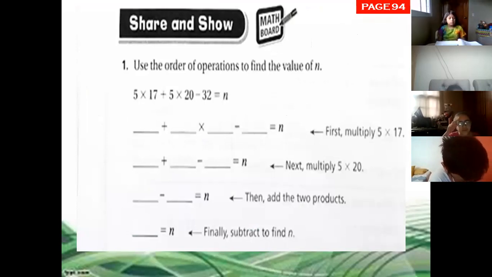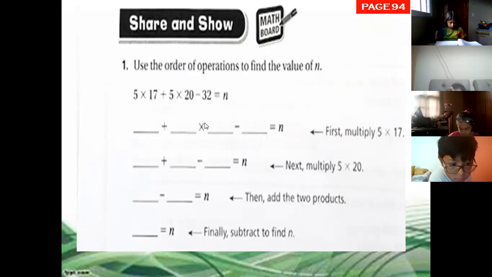Use the order of operations to find the value of n. We need to find the value of n. So if you see, they already gave us this exercise and we need to solve it in multi-steps. So in here, what is the first number that I need to write there? 5. Yes. Okay, they already gave me the equation. I need to multiply 5 times 17.